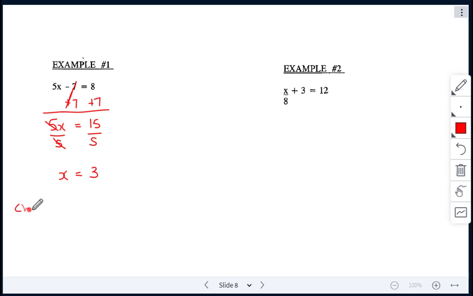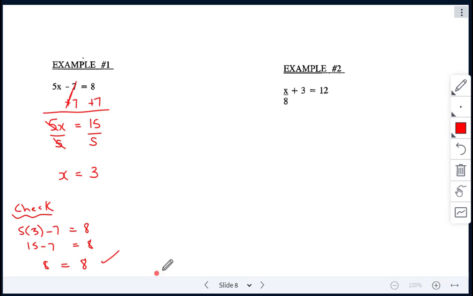Okay, we can do a quick check to make sure that we did that right. All we have to do is substitute 3 back into our x there. So 5 times 3 minus 7 is supposed to equal 8. We have 15 minus 7. It has to equal 8. And then 15 minus 7 does equal 8. So our left side is equal to our right side, so it's correct.